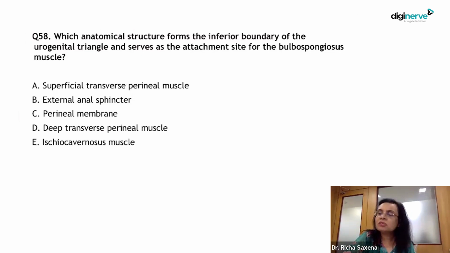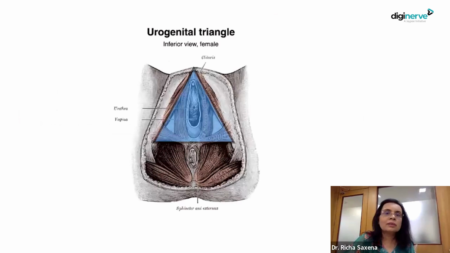Which anatomical structure forms the inferior boundary of the urogenital triangle and serves as the attachment site for the bulbospongiosus muscle? So what is the urogenital triangle? This is the urogenital triangle, and anteriorly you have the pubic symphysis. Anterolaterally you have the ischiopubic rami. And posteriorly, you will have the transverse perineal muscle. So you'll have to imagine it in a three-dimensional structure.